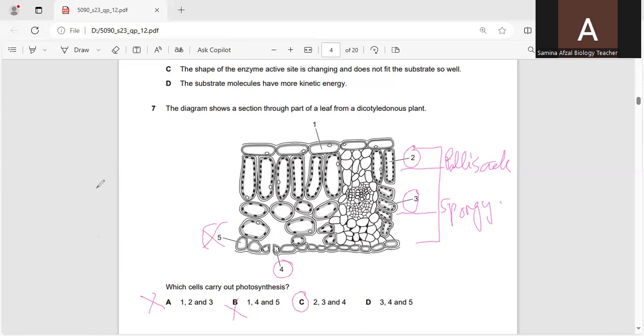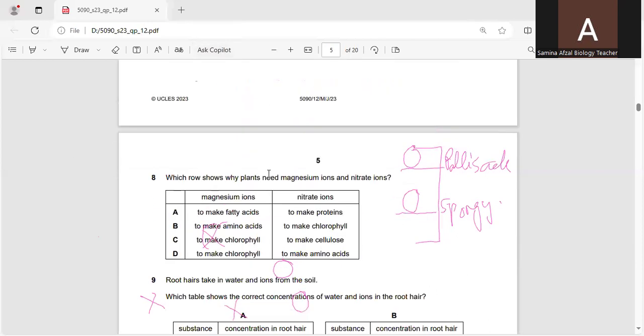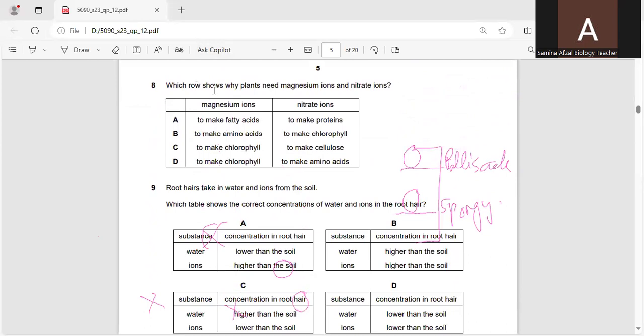That is, palisade mesophyll, spongy mesophyll, and guard cells have chlorophyll, due to which photosynthesis takes place in these parts. Okay. Now I would like to move towards question number 8.